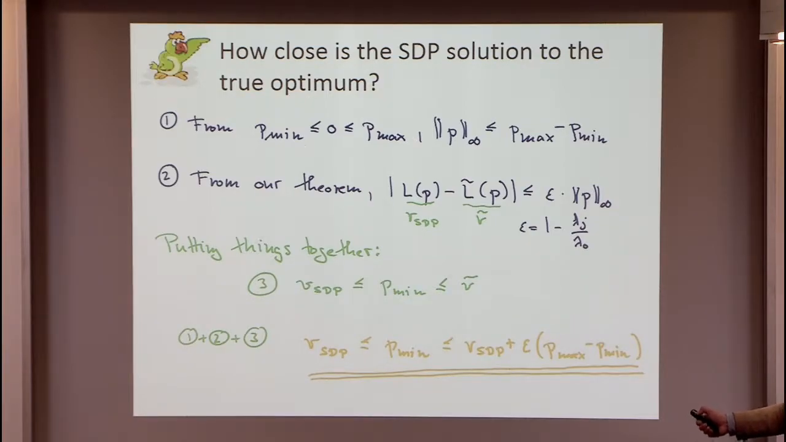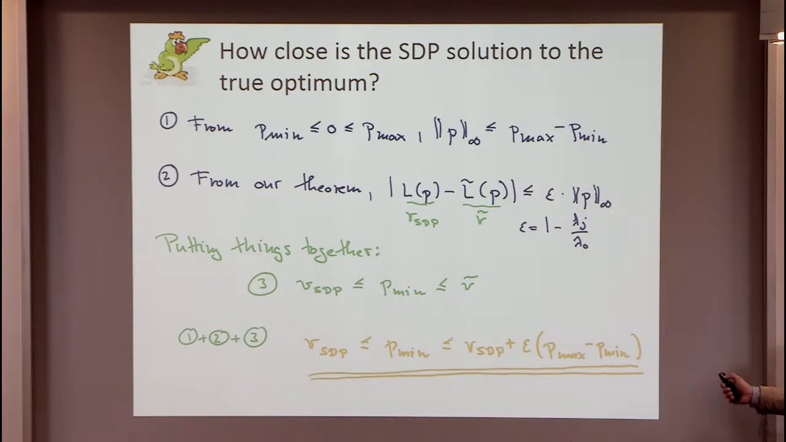So how close is the SDP solution to the true optimum? Note that because these guys are on the opposite sides, we also know that this here is less than the difference between the maximum and the minimum. So we have, by this theorem, that the difference between the true SDP solution and the approximation that we just constructed is less than epsilon. So epsilon here was 1 minus this eigenvalue ratio times this here.